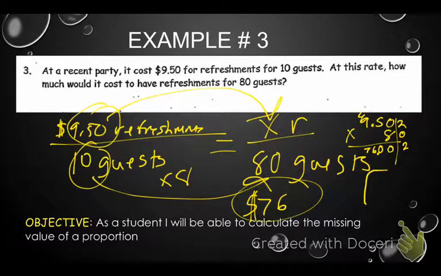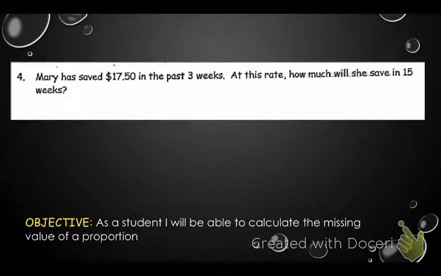One more, here we go. Alright, this is number 4. Let's change the colors up. That little yellow is not working very well. Last one, here we go.